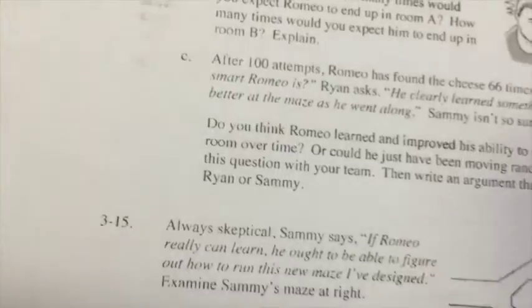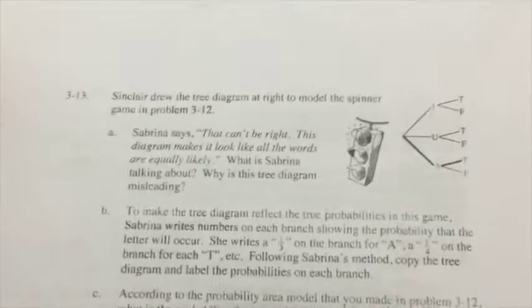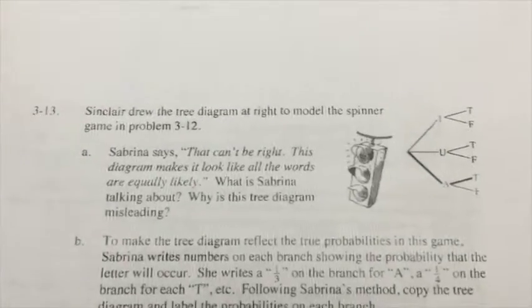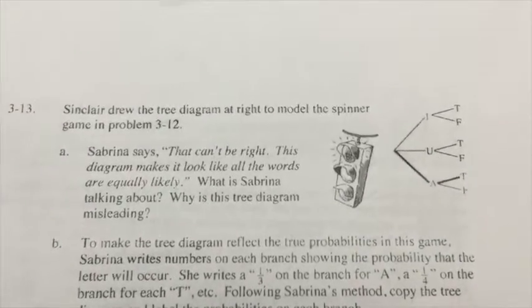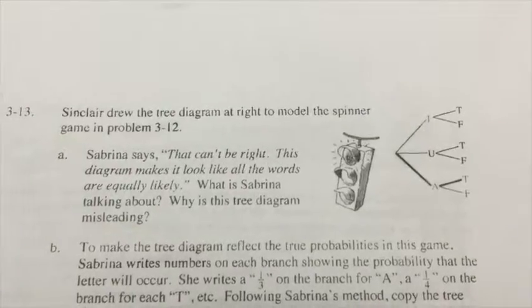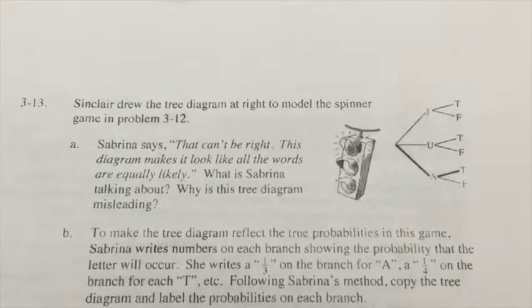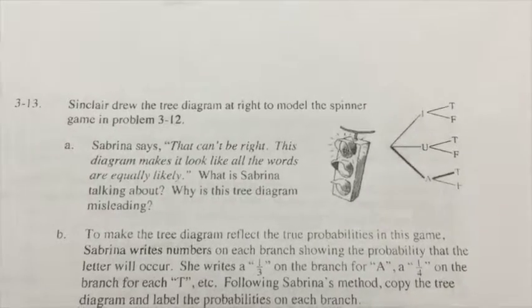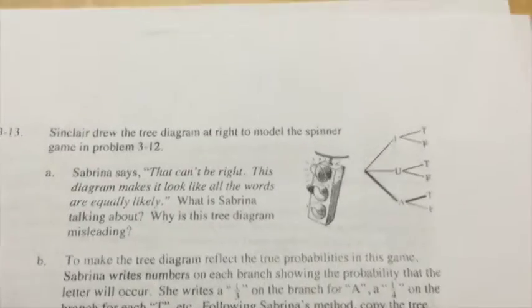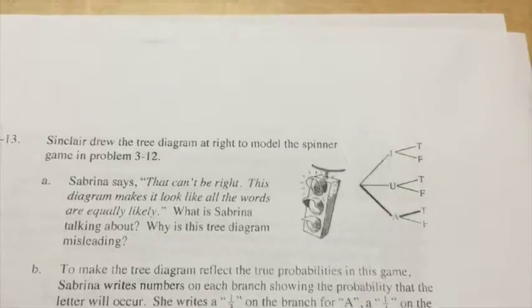All right. So let's continue. Let's flip it over to the next question. Question number 13. So Sinclair drew a tree diagram at the right to model the spinner game from the last question. Sabrina says, well, that can't be right. The diagram makes it look like all the words are equally likely. So look at the one on the right, right?